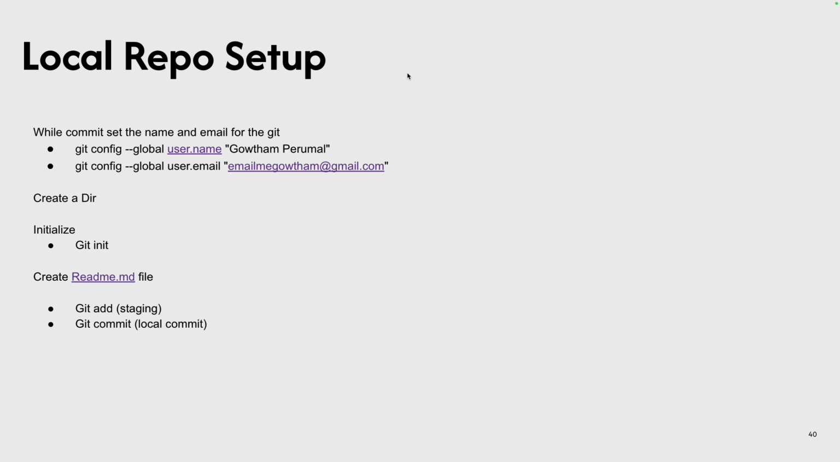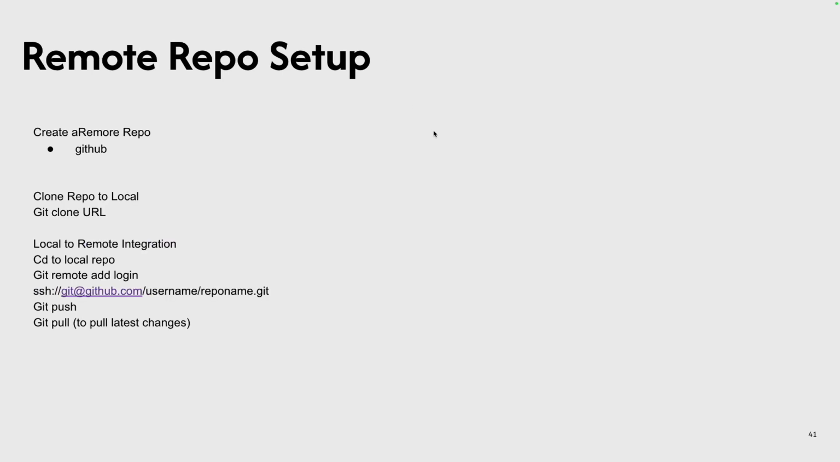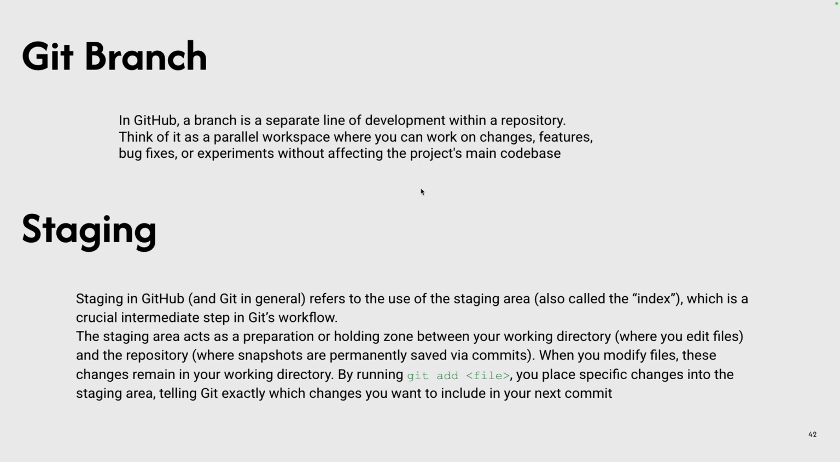Local repo setup, remote repo setup, git branches, staging. Let's understand the difference between branches and staging. A Git branch is a separate line of development within a repository. Think of it as a parallel workspace where you can work on changes, features, bug fixes, or experiment without affecting the project's main code base.